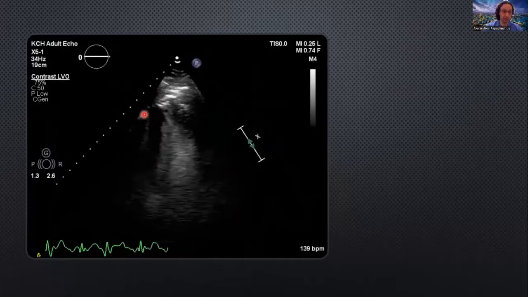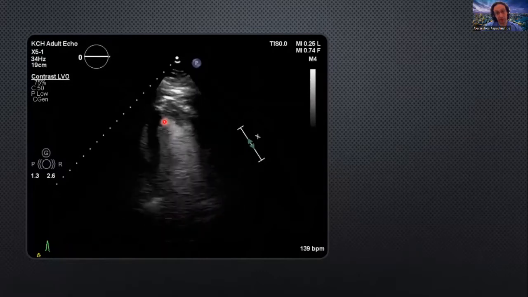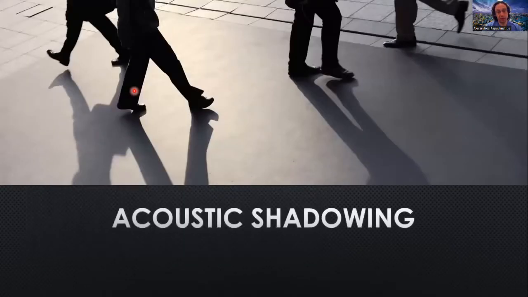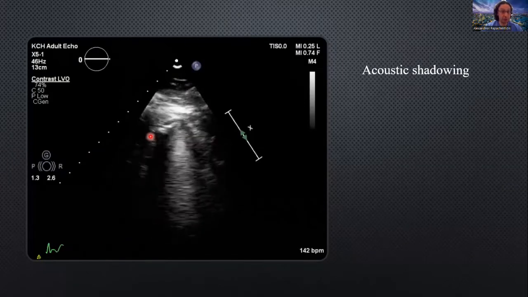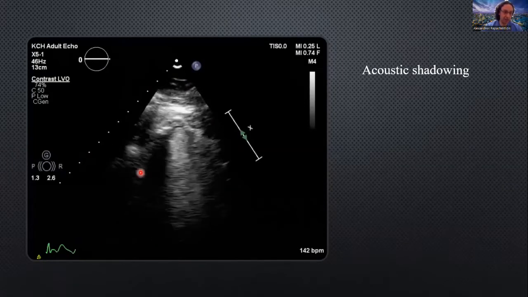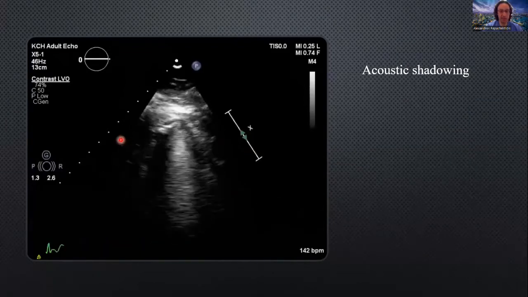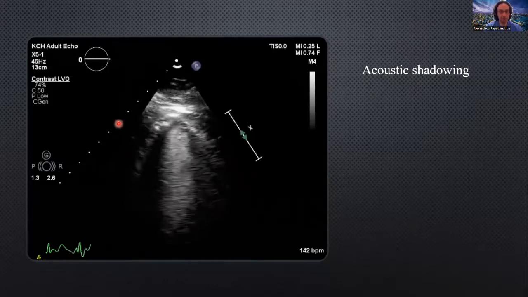So the LV wall is over there, and it's not the ventricular wall, it's just shadowing from the calcified thrombus at the apex. And this is what we call acoustic shadowing. So we need to be mindful of the shadows coming from calcified thrombus or even from the apical scar. So you need to open up a bit your angle here and appreciate the ventricular wall, because what you see here is not the LV wall, it's just the shadowing.